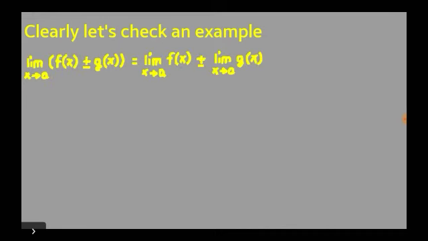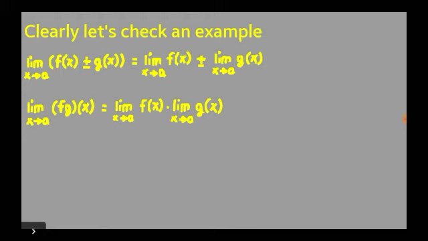Here, by the basic limit theorem, the limit as x approaches a of f of x plus or minus g of x is equal to the limit as x approaches a of f of x plus or minus the limit as x approaches a of g of x. These are the properties. And for multiplication, you can use it also to determine the limit.